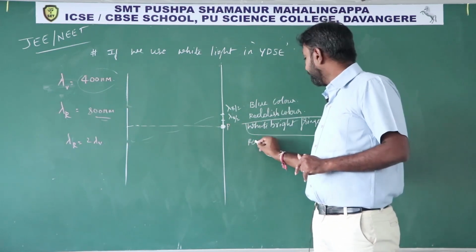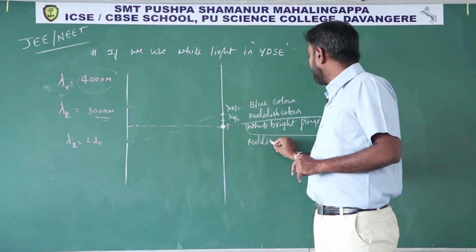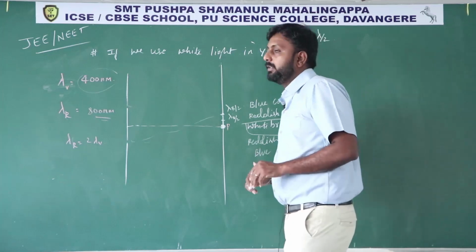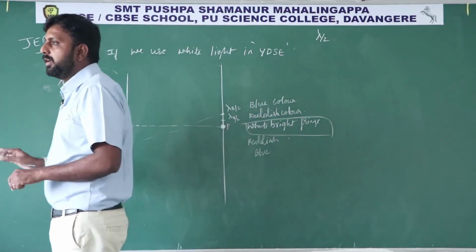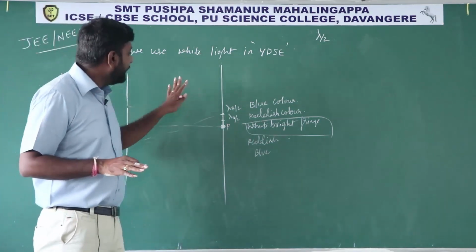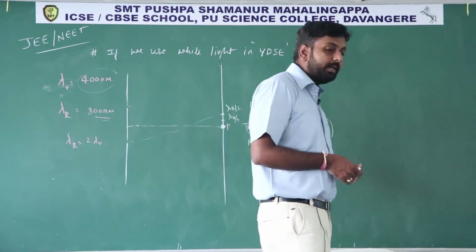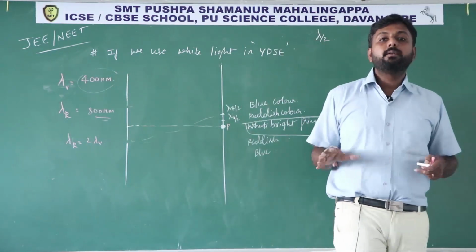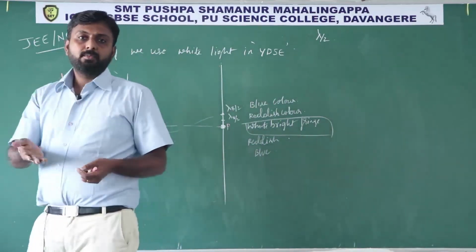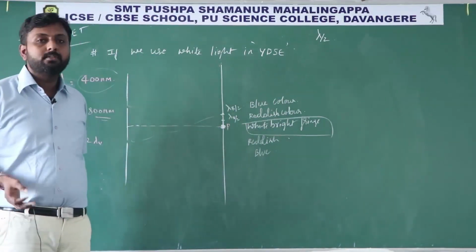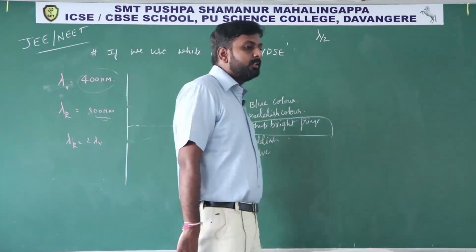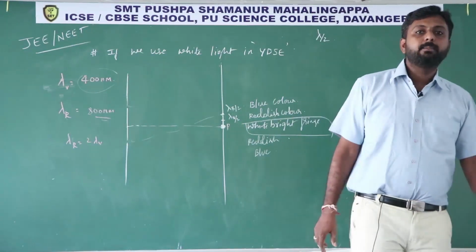Below is also the same: after white, reddish color you will observe, next blue color. The overall concept to remember is, if you use white light in the YDSE experiment, the center white bright fringe will always form, and just above the white, reddish and bluish, or you can say inner edge reddish, outer edge bluish, center white bright fringe.